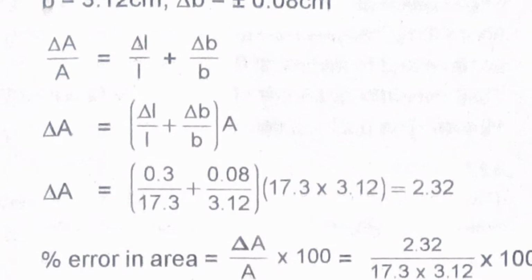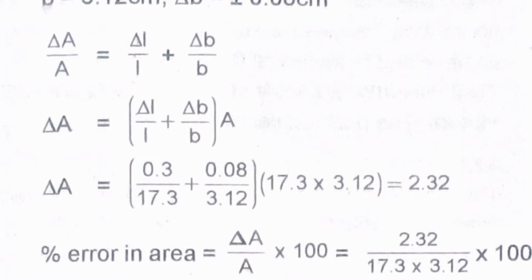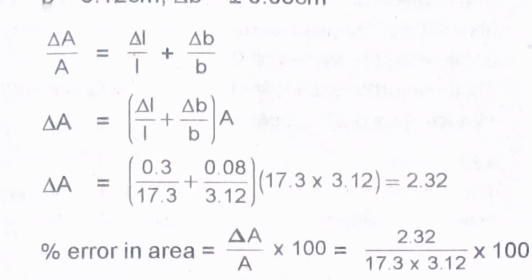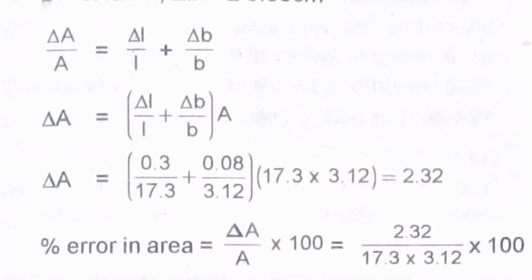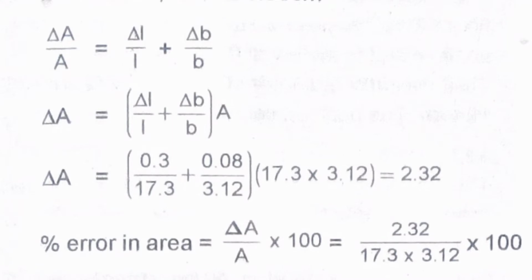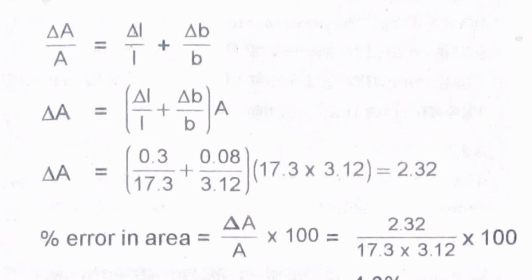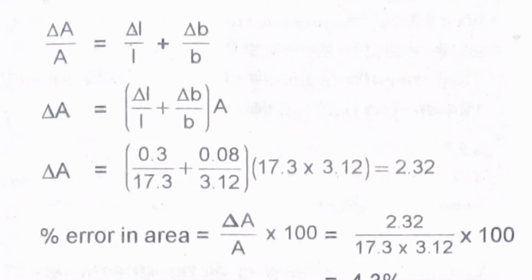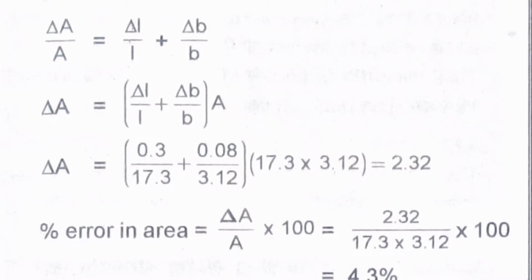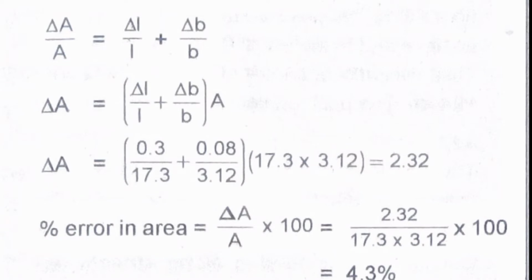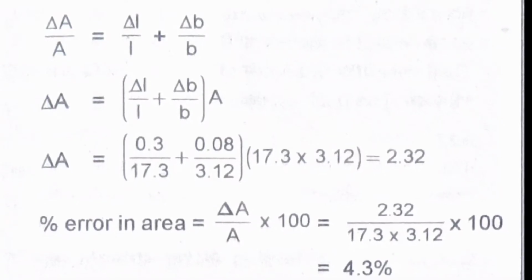Now we can substitute for the values, that is delta A is equal to 0.3 by L, 17.3, plus 0.08 divided by 3.12, into area, that is L into B, right? That is 17.3 into 3.12. If we calculate this, we will get the value as 2.32. Now we can find the percentage error, that is delta A by A into 100, right? So here we have delta A as 2.32 and A is 17.3 into 3.12 again, right?